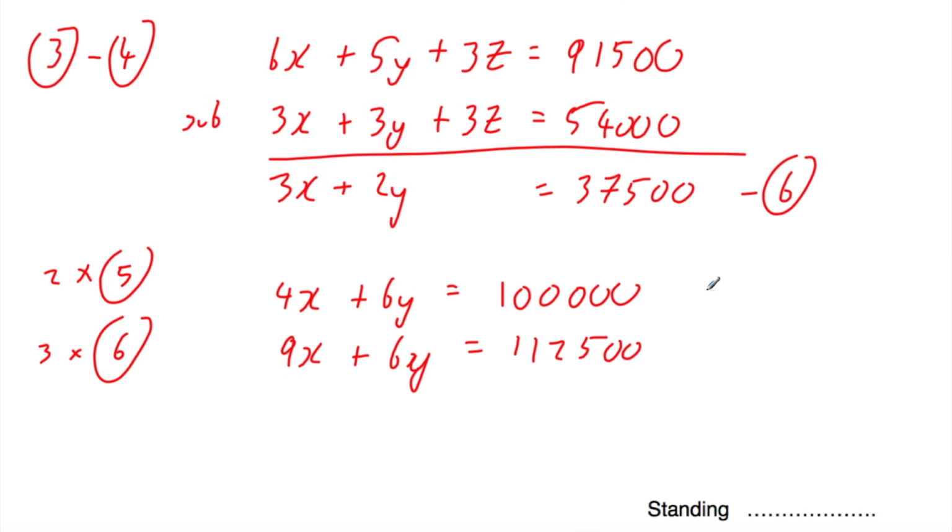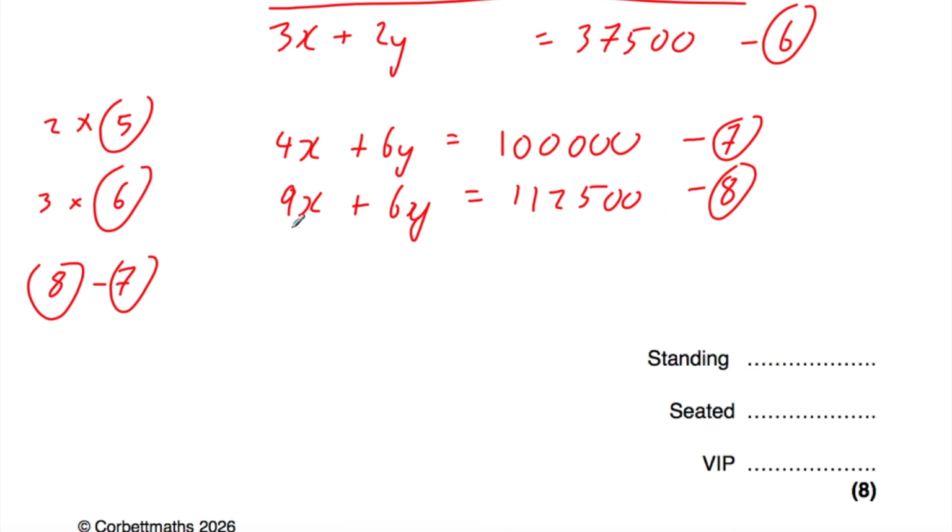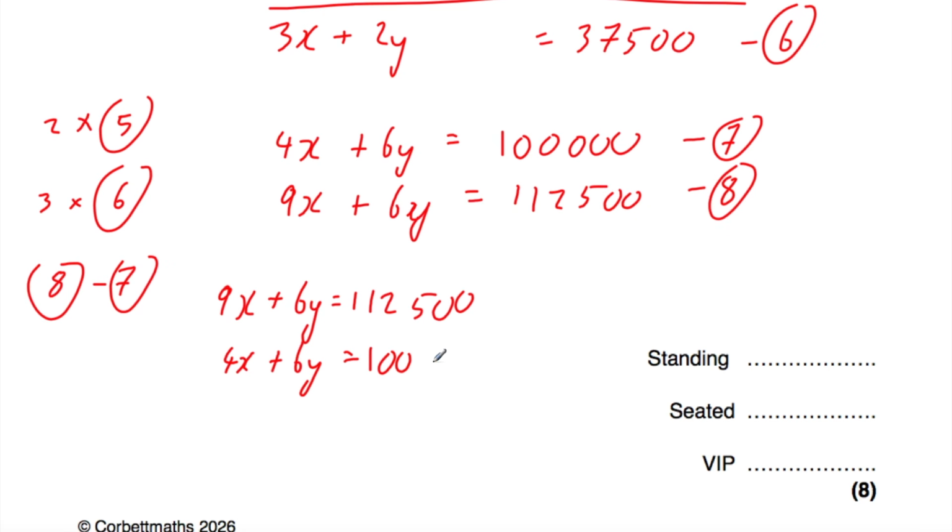And I'm going to number those equations. Well, we've got 2, 6, so let's call that equation 7 and equation 8. And I'm going to do equation 8 take away equation 7. So equation 8 subtract equation 7 and see what we get. Equation 8 is 9x plus 6y equals 112,500. Equation 7 is 4x plus 6y equals 100,000.